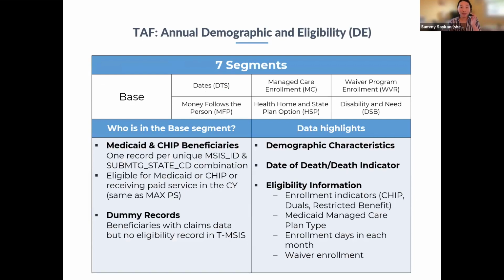So this is sort of like one big summary. I'm not going to try and read it all out to you, but the TAF annual demographic and eligibility file, this is your demographic file. It includes anyone who is eligible for Medicaid and CHIP during the calendar year. Beneficiaries who have claims data but no eligibility data are present in this file as well. This is known as dummy records. We will go into the segment details, but in general, you can think about this file as demographic characteristics. It's got date of death information, and it's got really detailed eligibility information.